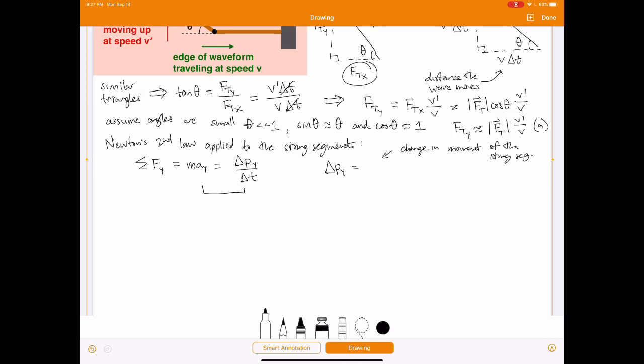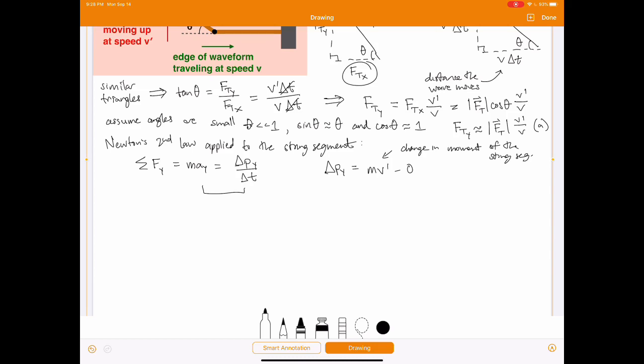Okay, so after we're pulling it up, it has a momentum of m times v prime, because it's moving upwards at a speed v prime. But before we started pulling on it, it didn't have any momentum at all, so the change is m times v prime.